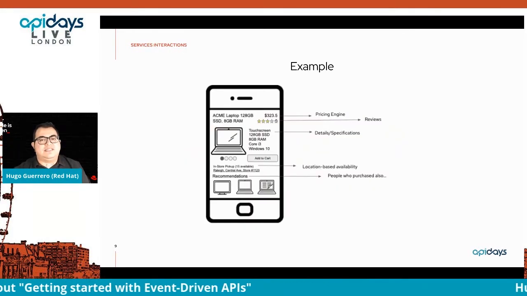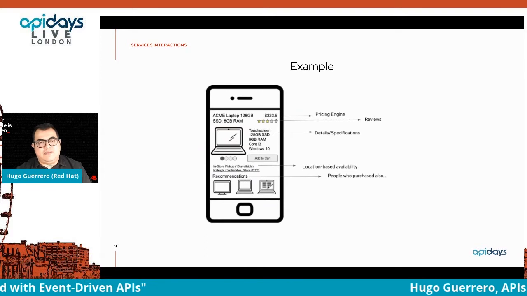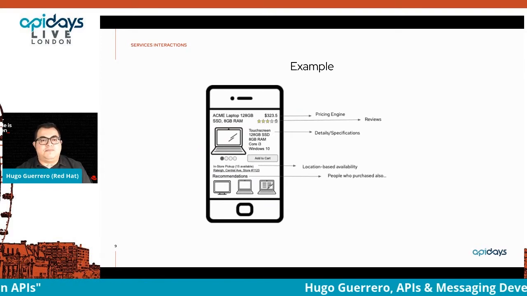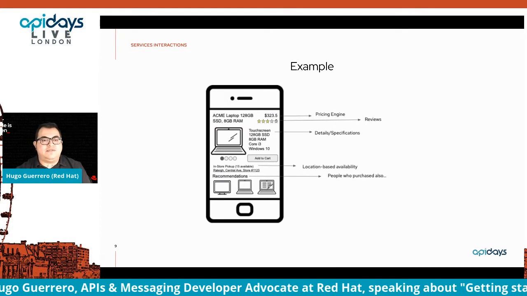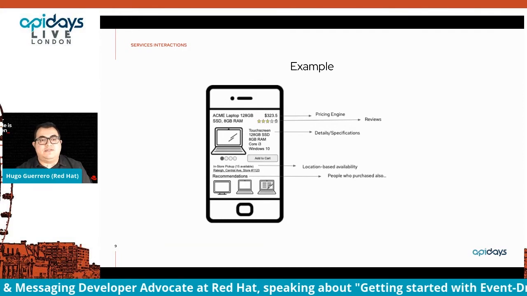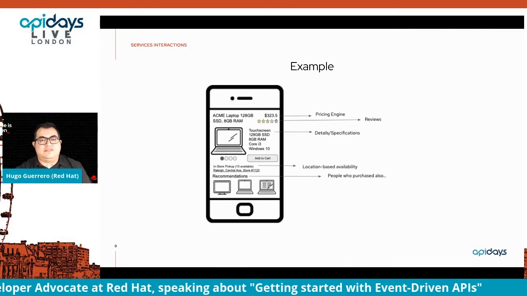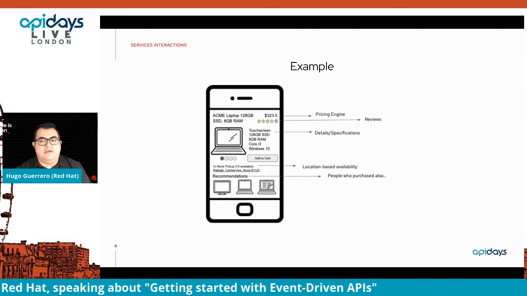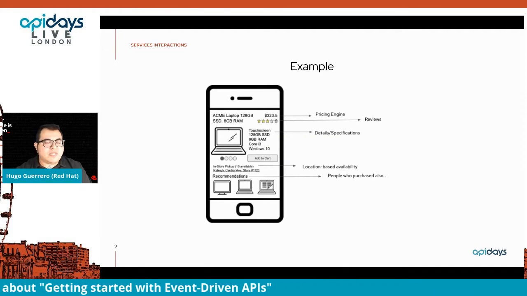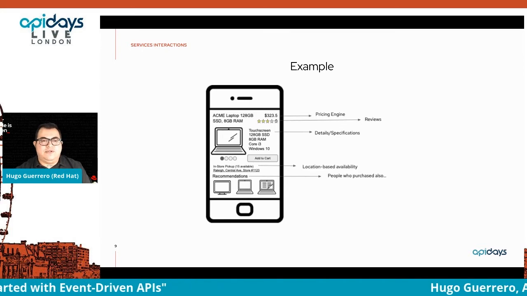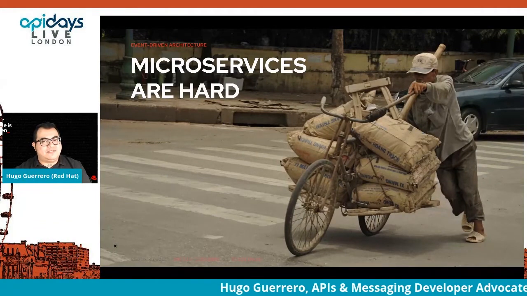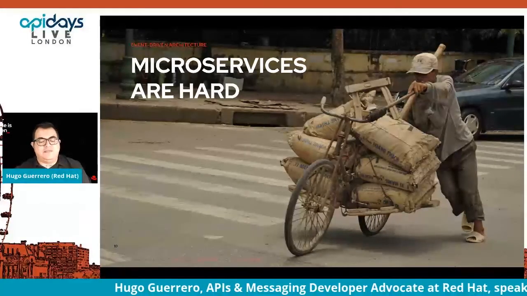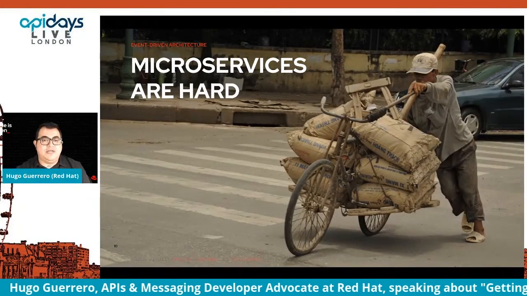Let's take this example. You have this new retail application that needs to present different types of things: the pricing engine, the review system. You need to connect to the specification from the manufacturing, the location inventory, and also some recommendations and what people have been buying in the past. If suddenly you realize that you need to build this kind of application, and you want to do it with microservices and this new enlightened postmodernism architecture, it will be hard, right?